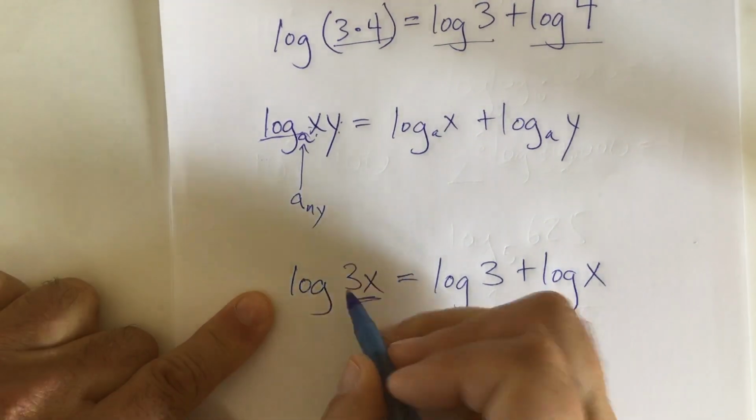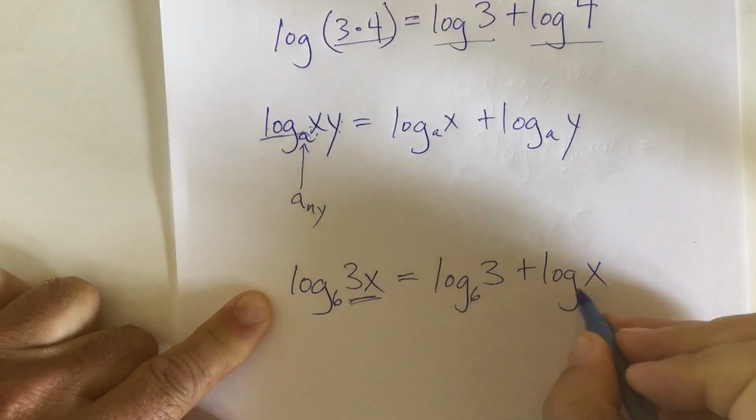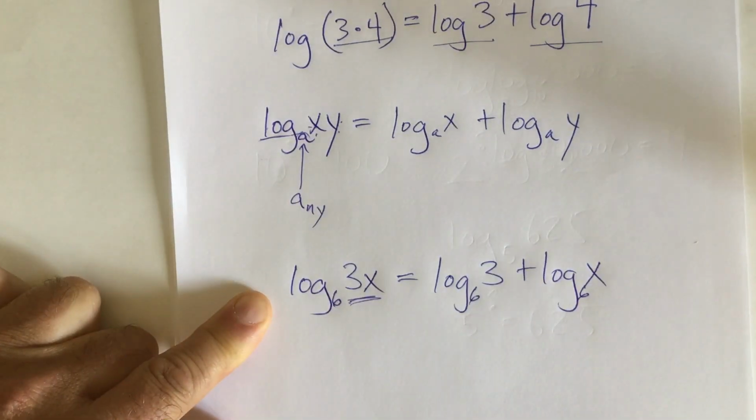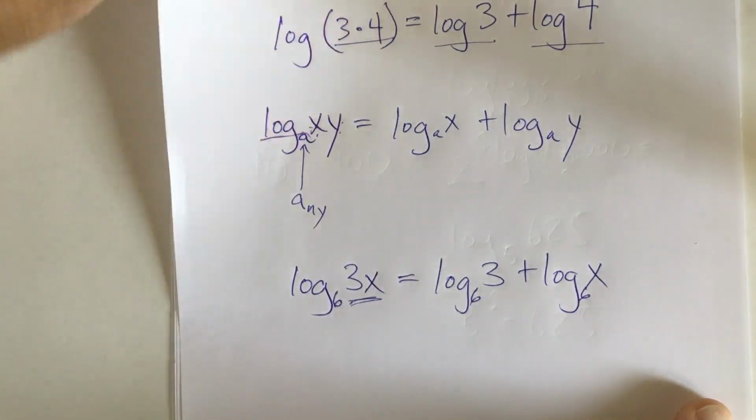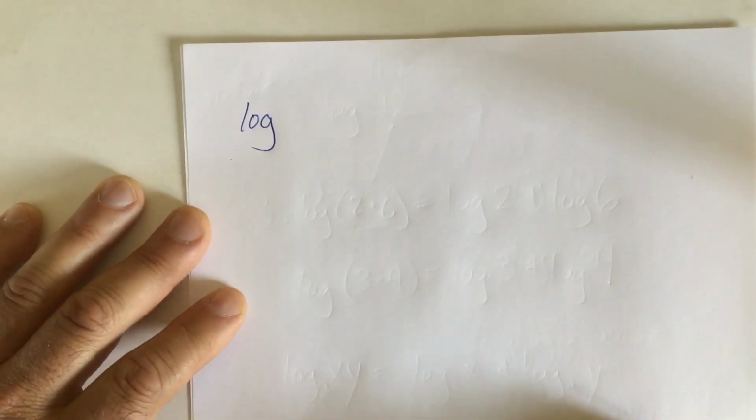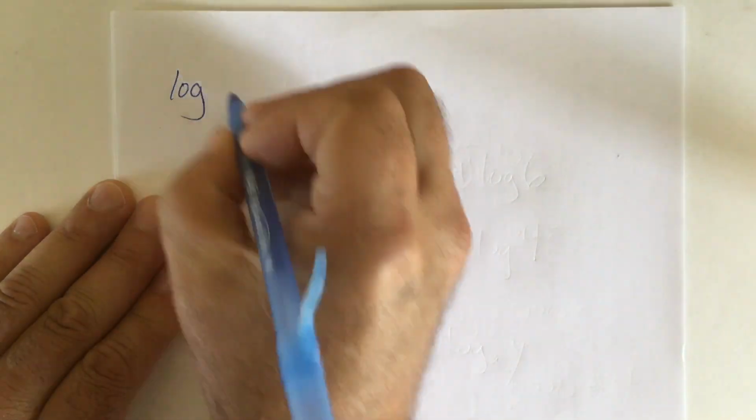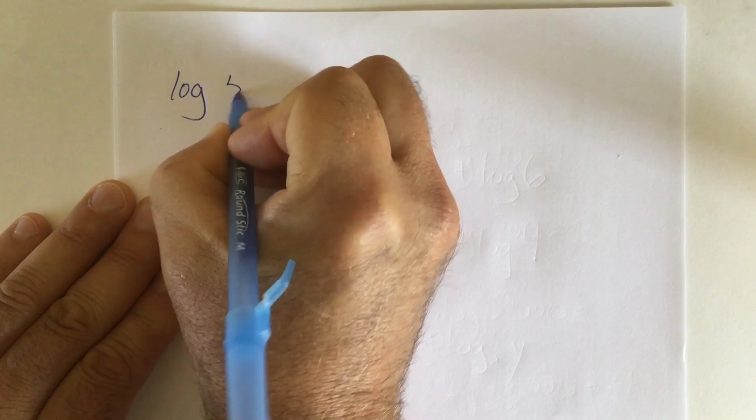So, what if this was a base 6? Well, then I'd have to put a base 6 here and a base 6 here. That would be the only difference. So, the product rule, log base 10. I'm going to use base 10 on all my assignments that I give you so I don't have to keep writing a base in. But what if they did something like this?